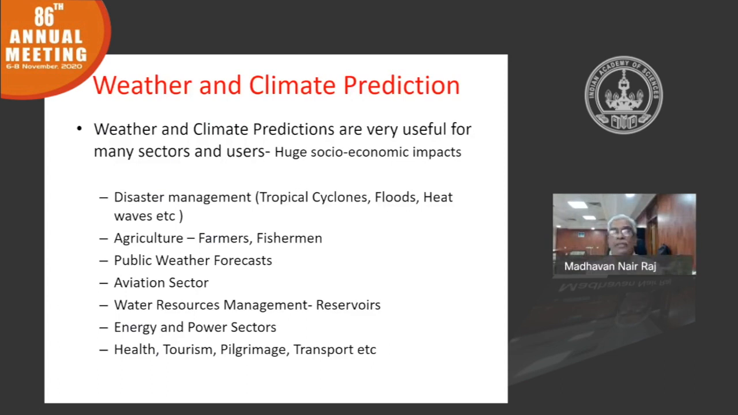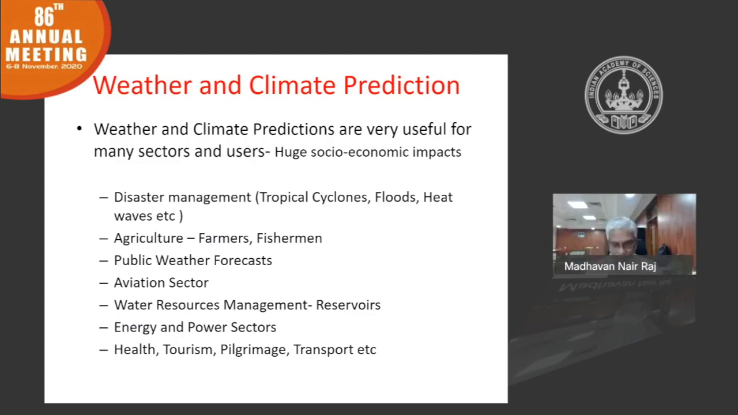Aviation industry. For example, when we fly, during takeoff as well as landing, and while flying, pilots need information about weather as well as forecast. And water resources management, especially how we manage reservoirs. And new industries have come up with a lot of requirements for weather and climate prediction, such as the energy and power sector. I'll give a few examples of how we give forecasts for energy and power sectors. Then, of course, there are many other sectors where weather and climate predictions are useful, for example the health sector, tourism, pilgrimage, transport, etc.